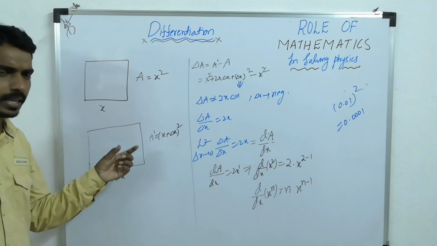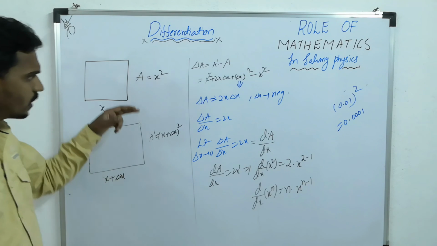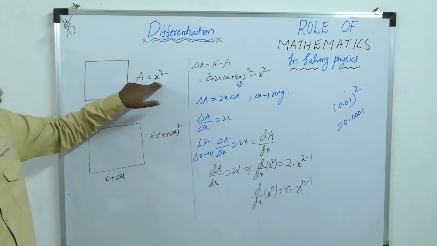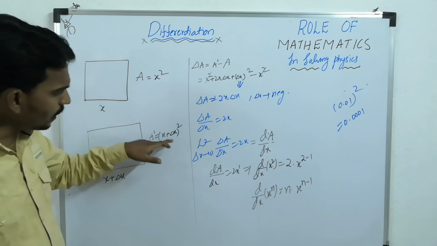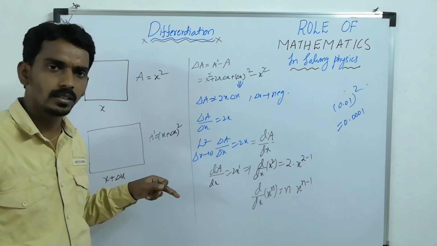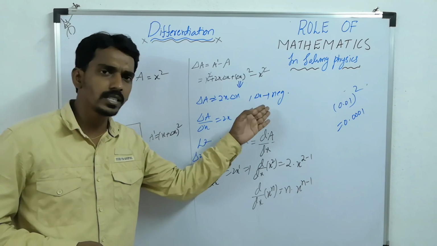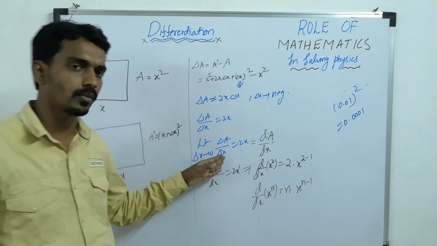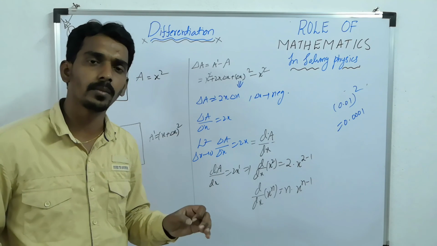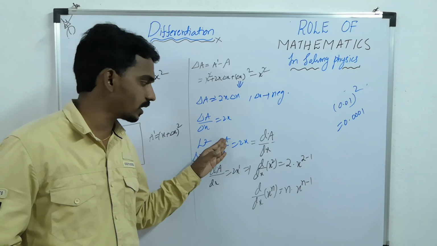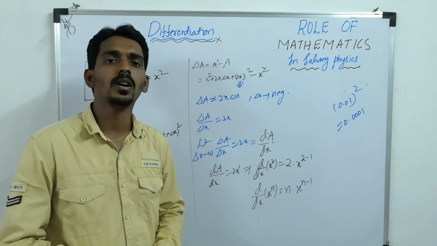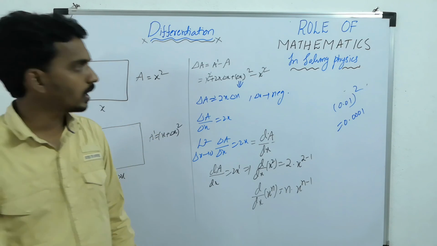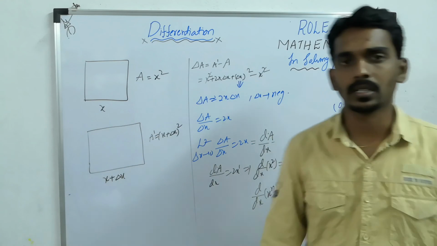The main thing I would like to tell you is that a quantity depends on a variable. As the variable changes, the quantity changes. But if the change is negligible, then the change in the quantity with respect to the variable is called the differentiation of the quantity with respect to the variable. So that is the meaning of differentiation.